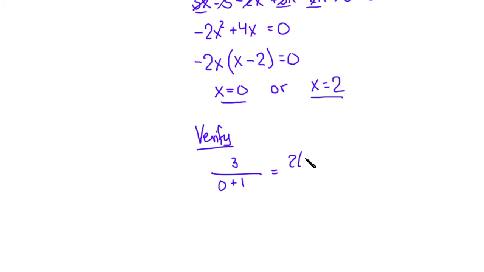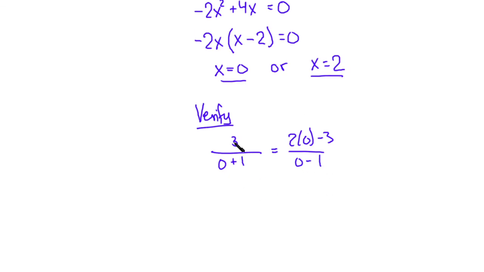It's going to be 2 times 0 minus 3 over 0 minus 1. Okay. So on the left-hand side, we're left with 3 over 1, which is just 3, right? On the right-hand side, we're going to be left with negative 3 over negative 1. And negative 3 over negative 1 is also just positive 3. So the left-hand side equals the right-hand side.